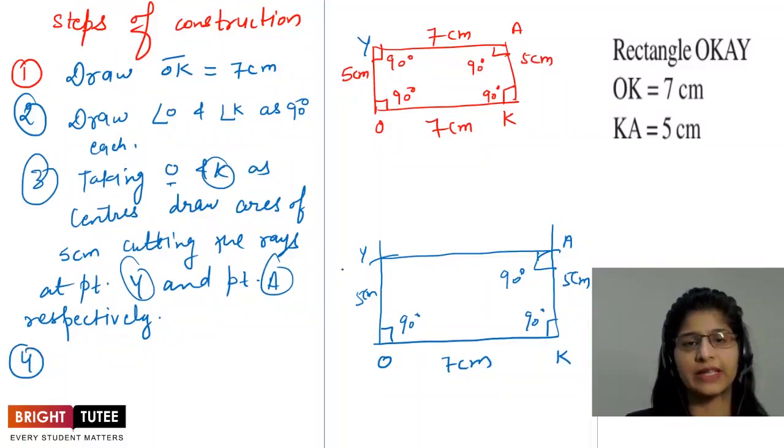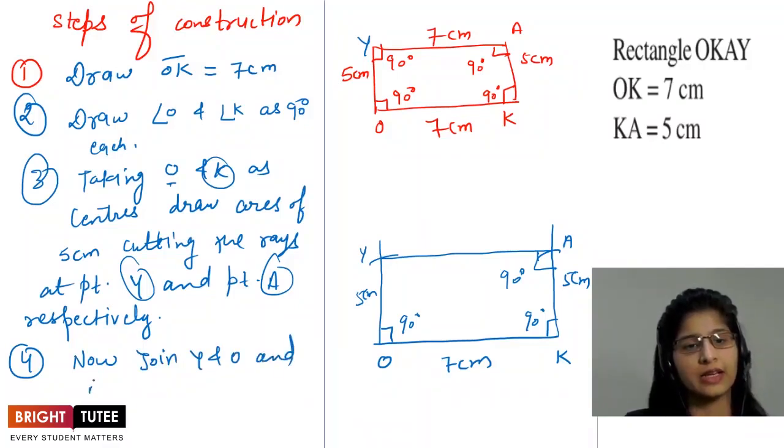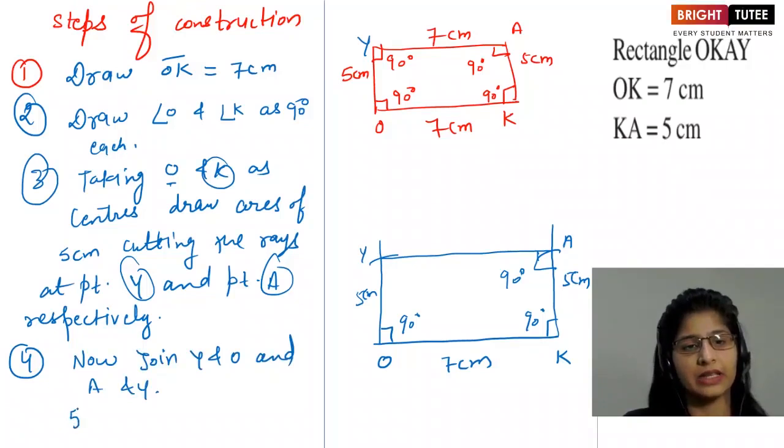Now the fourth point is, when they intersected we got the point Y. Okay, respectively at Y and A. Now join Y and O and A and Y. Last step is what? OKAY is the required rectangle.